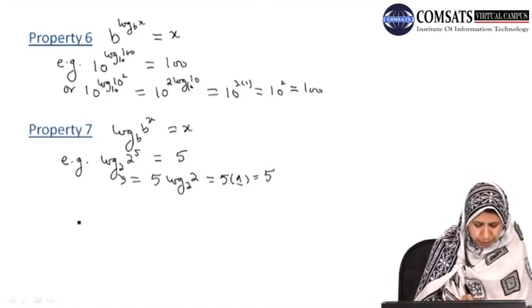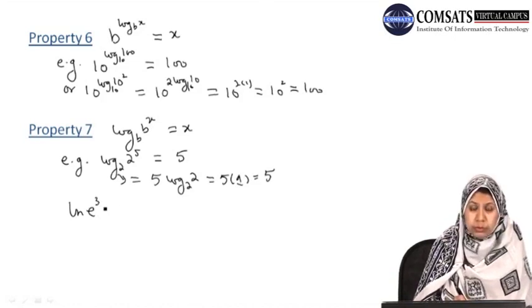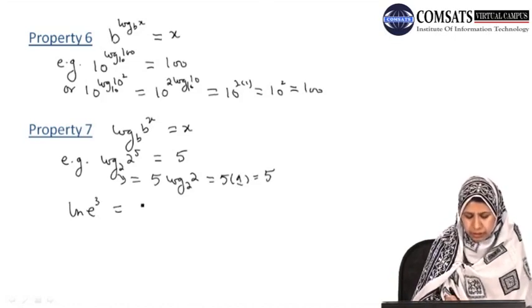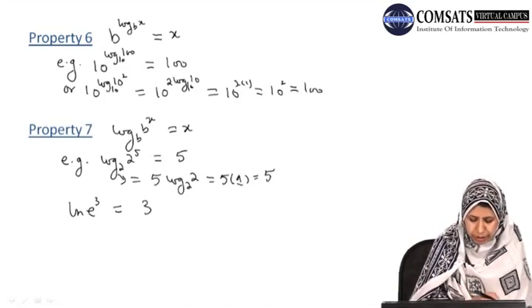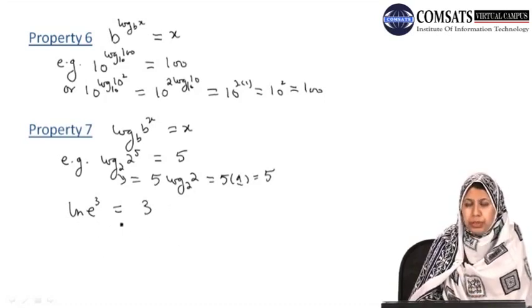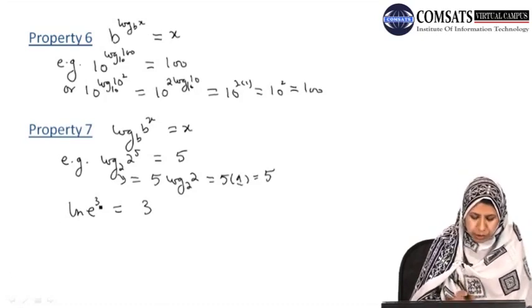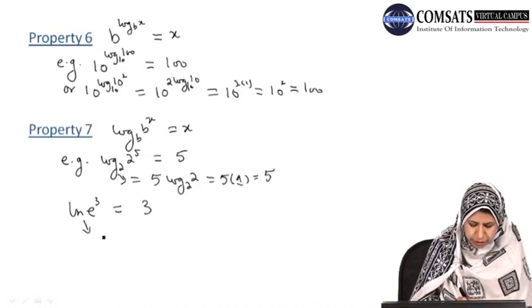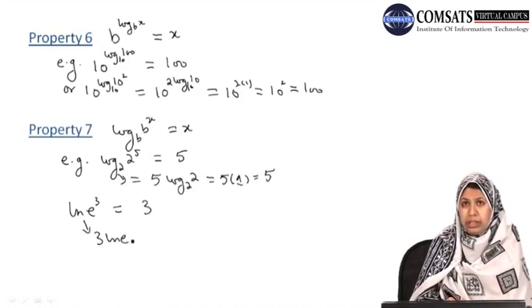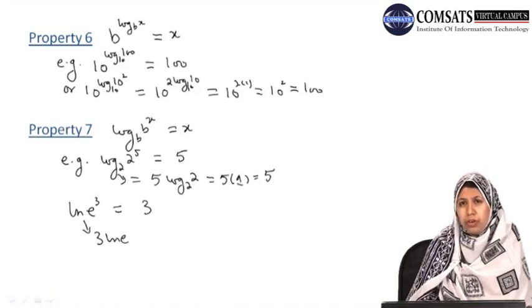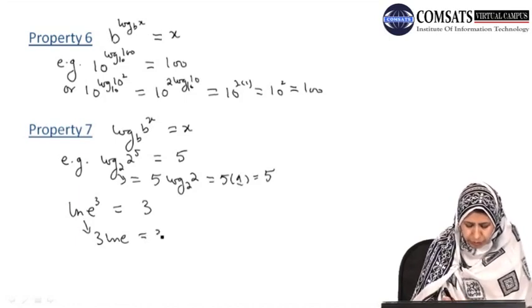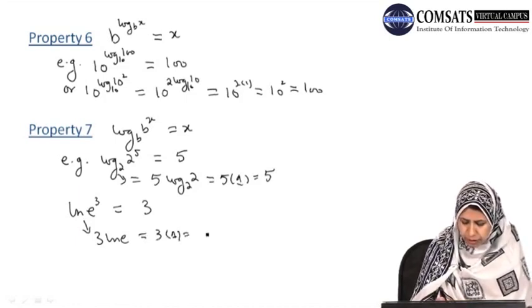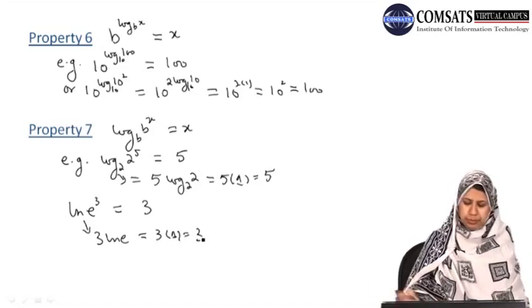One more example of the same property. If we have natural log of e cube, then we should obtain the answer 3 only. Why? Because from this property and by using the property of exponent shifting as the multiple, we obtain the left hand side as 3 times log of e. Now we have natural log of e to the same base e, which is equal to 1, and we are left with 3 only.